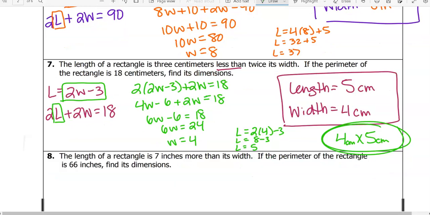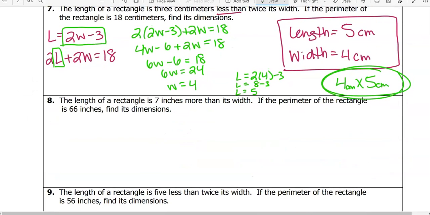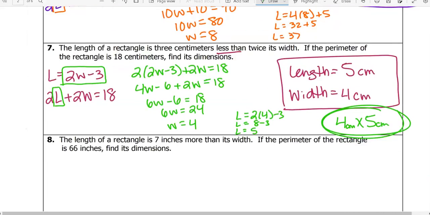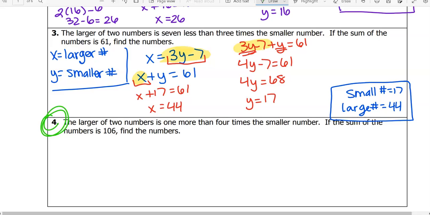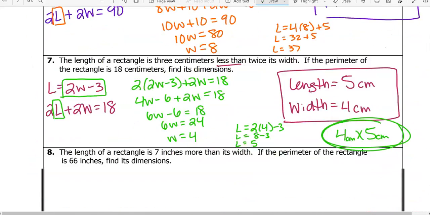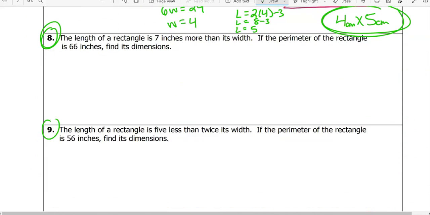Okay, so yes, whatever we did not do, you are responsible. So that's a whole 3 problems, I think? Sure. So you need to do number 4. Number 4 is all you. And then 8 and 9.